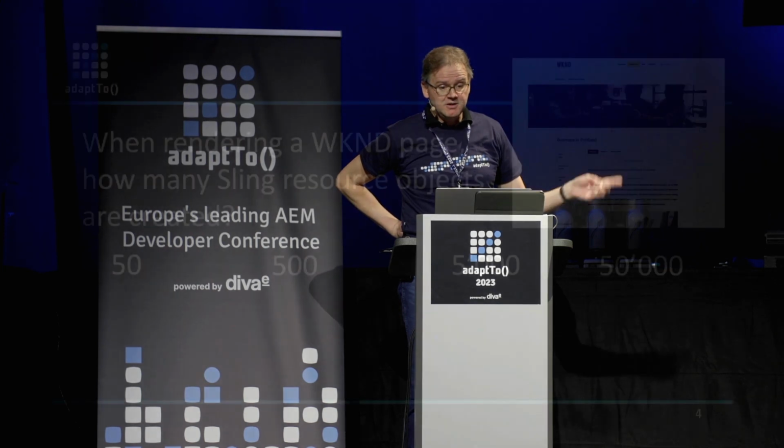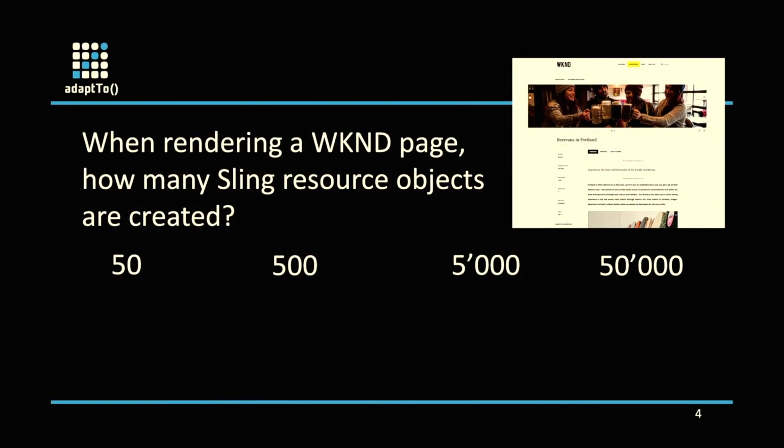So, trick question to you. You know WKND? When I render this, how many Sling resource objects are created? I have the options of 50, 500, 5,000, and 50,000. Who opts for 50? Oh, you voted for 50. Okay. 500? Okay. 5,000? Okay, and who is always assuming the worst? 50K? Oh, still a few.